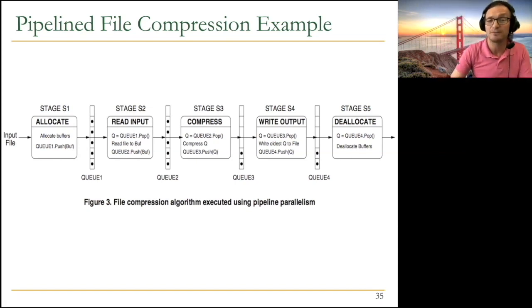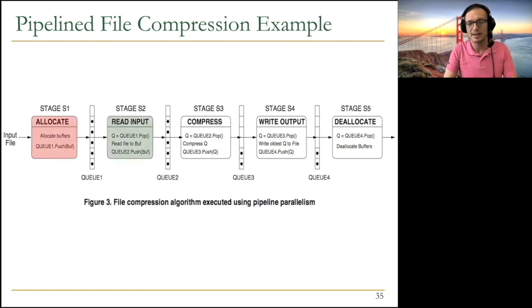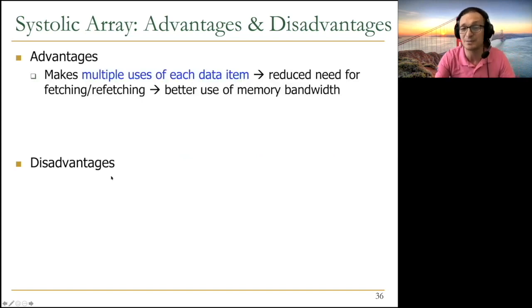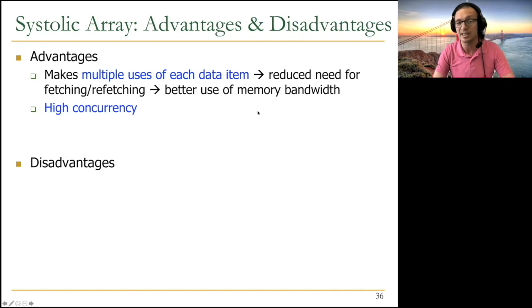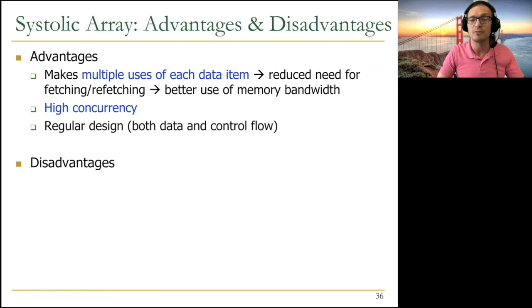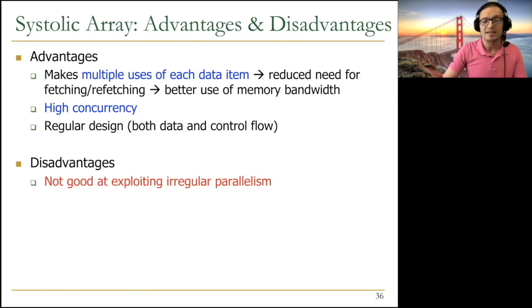And this is the example of pipeline parallelism. These stages can be executed in different processing elements, as we discussed, that are specialized for different purposes. Okay, let me cover the advantages and disadvantages again with systolic arrays. Basically, we make multiple use of each data item, like in the previous example, hopefully. And this leads to a reduced need for fetching and refetching, better use of memory bandwidth, high concurrency as well at the same time, and also a regular design, both data and control flow, which enables specialization. But of course, it's not good at exploiting irregular parallelism, as we discussed.